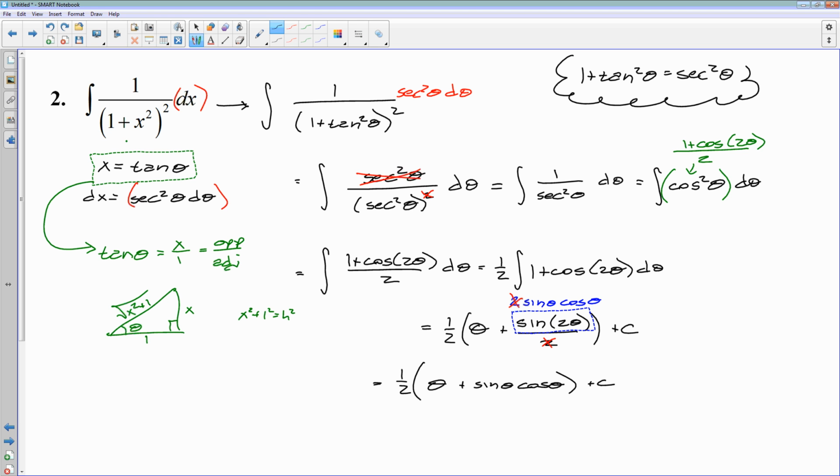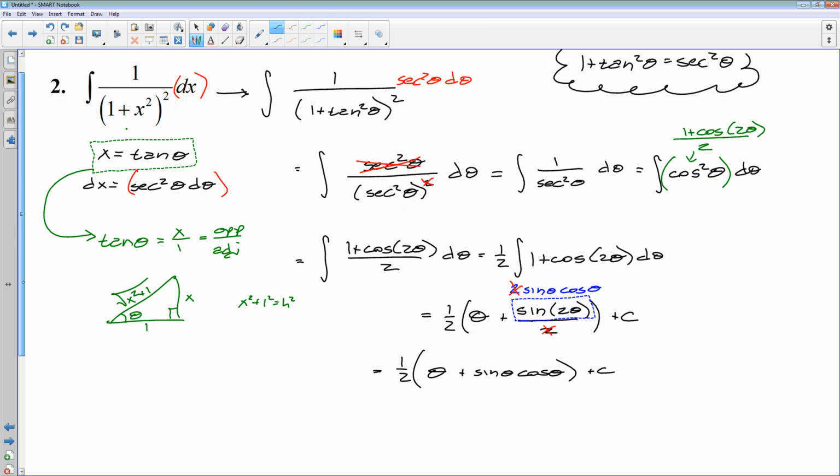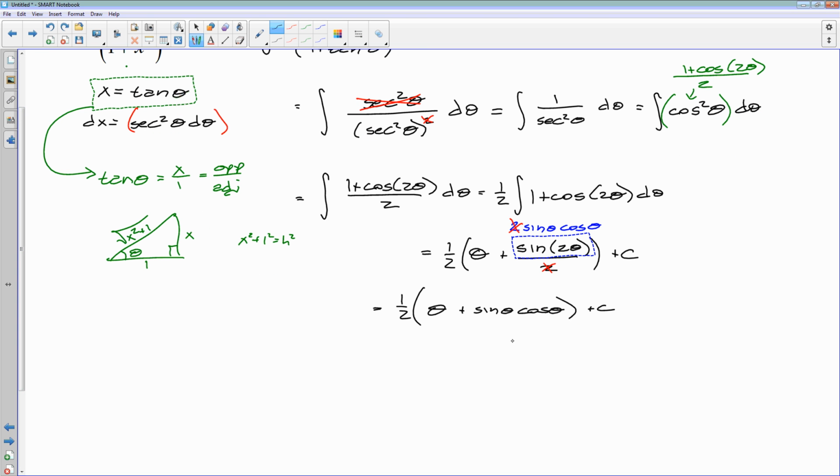plus some constant. And then finally, I think I can finally work this out. Sine theta is opposite over hypotenuse. So the opposite is x. The hypotenuse is root x squared plus 1, times cosine theta, which is adjacent over hypotenuse. The adjacent is 1 over hypotenuse root x squared plus 1. So I plug that in for cosine theta. I still need to substitute something in for the theta.